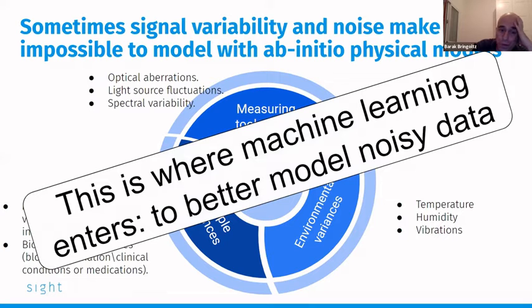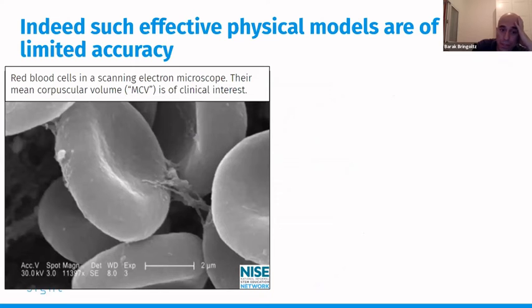So let me show you another example. And this now will bring me to the blood diagnostics use case. What you see here is a scanning electron microscope image of a red blood cell. Its dimensions are roughly 2 microns width and 8 microns diameter. And it's of clinical interest to know what is the volume of this object, because it, for example, tells you something about the ability of the cell to carry oxygen.